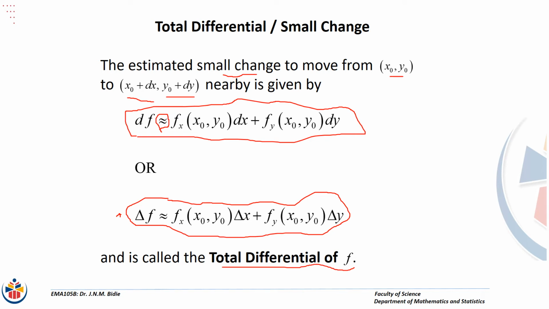So I need you to note that the first term is fx at the given point multiplied by that small change, which is delta x, and fy at that particular point multiplied by the small change. This gives us the small change, which is the total differential of f, and it is an estimate. That is why you see that term, the estimated small change.